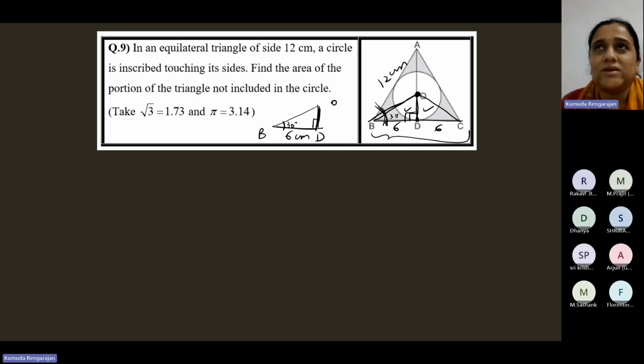So the thing is, we know the idea, but how to find the area of the circle? I don't have the radius. So how to find the radius? That idea you need to remember. That's all. There's nothing to practice in these sums. You just have to remember.